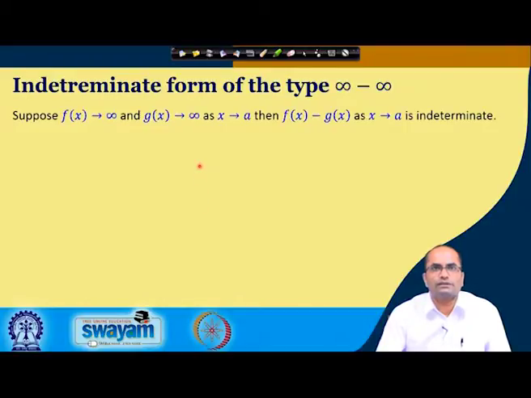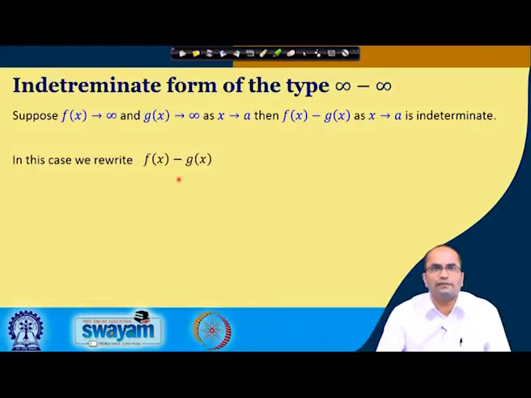Now we will discuss the indeterminate form of the type infinity minus infinity. Suppose f x goes to infinity and g x goes to infinity as x goes to a. Then this difference, f x minus g x, as x goes to a is indeterminate, because we have the infinity minus infinity form, and we have already discussed in the last lecture that this is an indeterminate form, and we have to be careful to evaluate such limits.